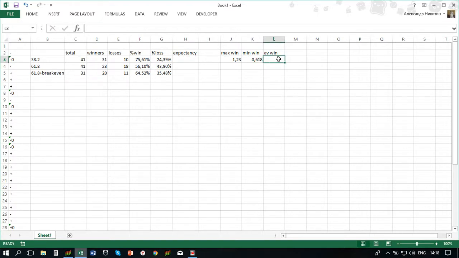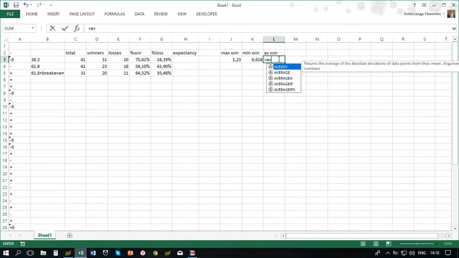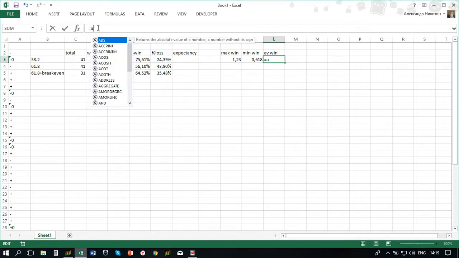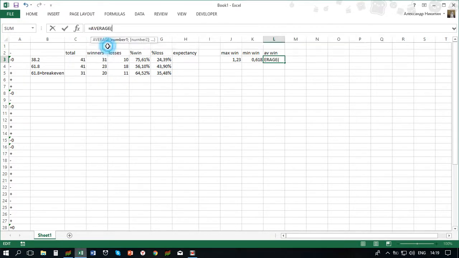So what is the average win compared to a loss? Average win compared to a loss. It equals the average of these two. Oh, sorry. It equals the average of these two numbers. So it is 0.924. Okay, now let's calculate this.